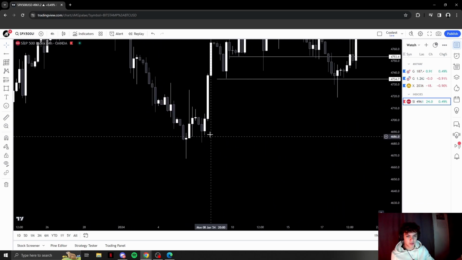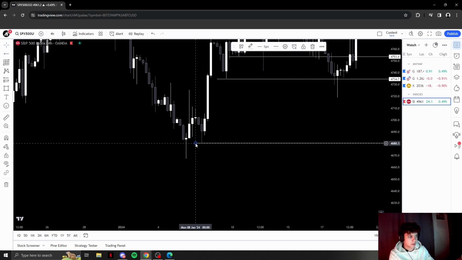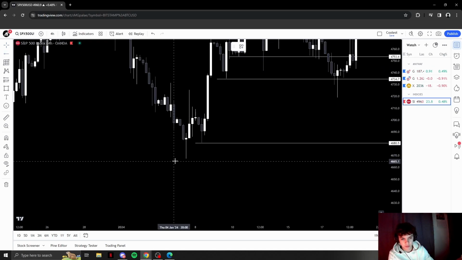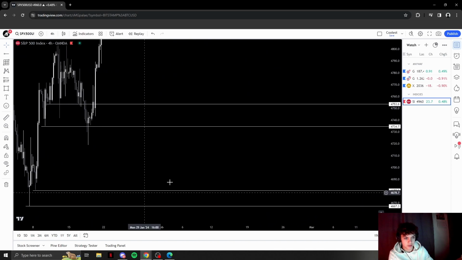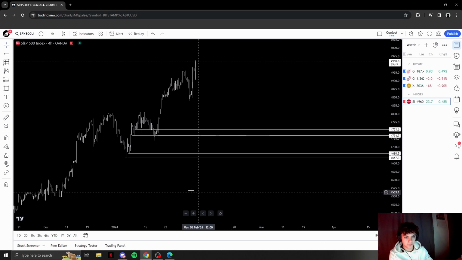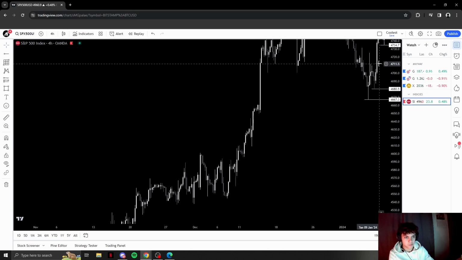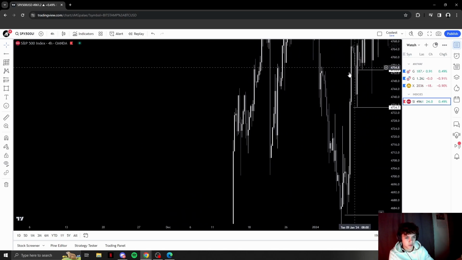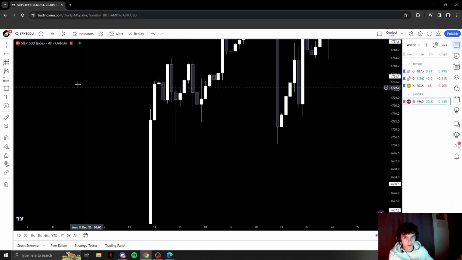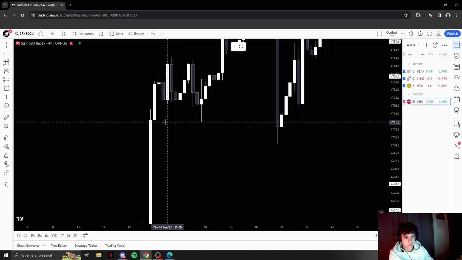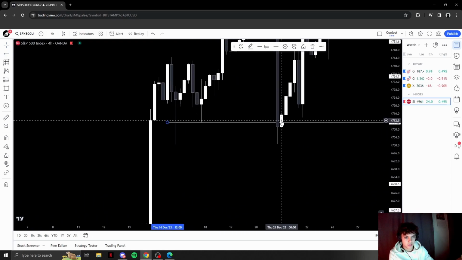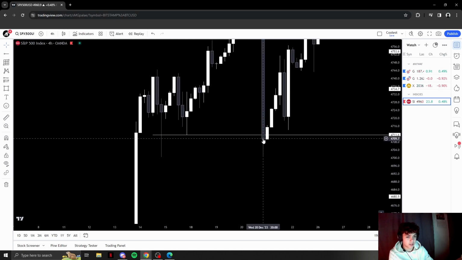And this is also liquidity that has not been touched yet. Right here, also liquidity that has not been touched. And currently we're booming. Here also, it's literally everywhere. Liquidity lies everywhere. This is liquidity. This actually breaks below it, so this is technically not a sweep.